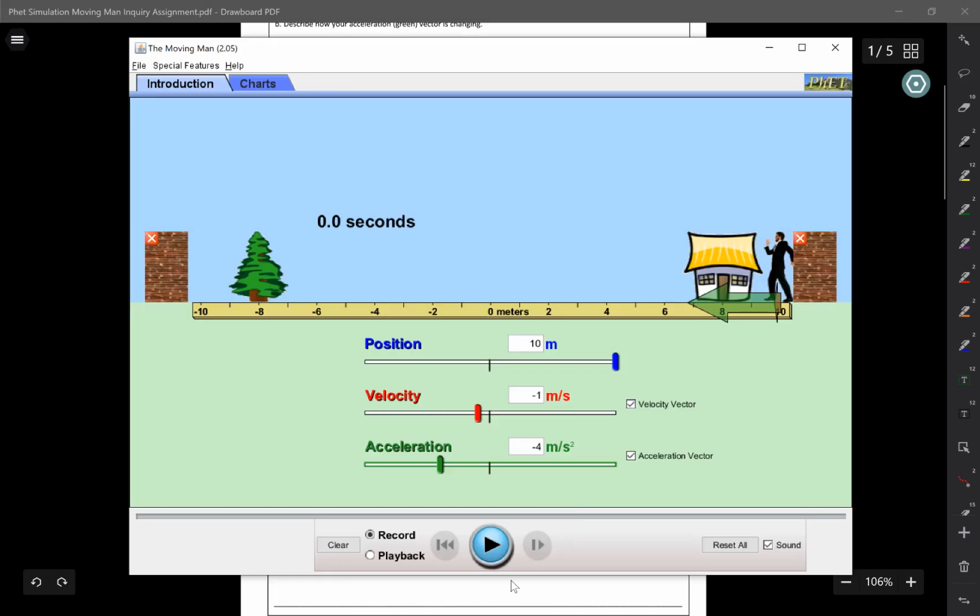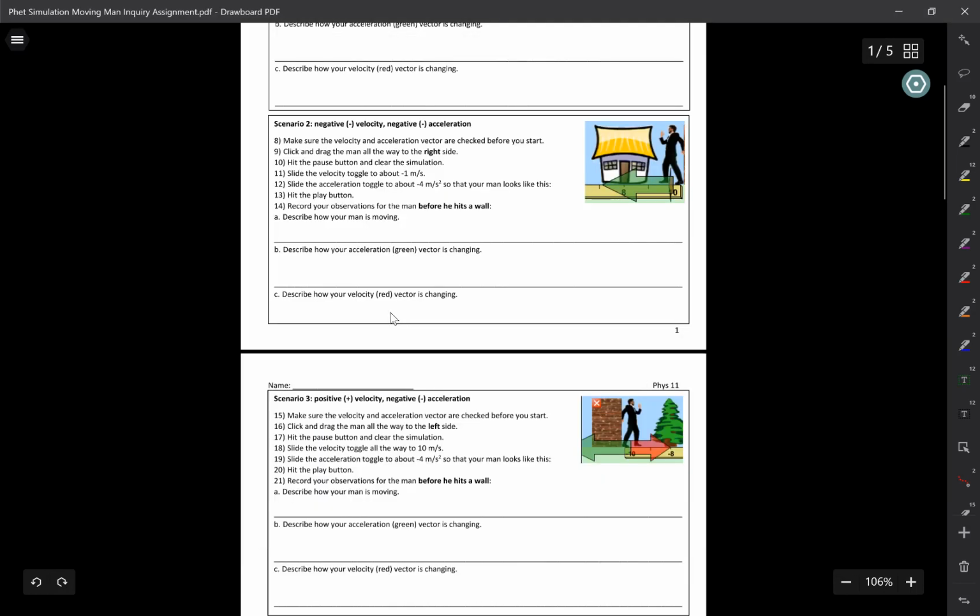Okay, I'm gonna let you do that. You just press the play button, see what happens. Okay, so you do that. Describe how he's moving, what the green vector's doing, what the red vector's doing over time.